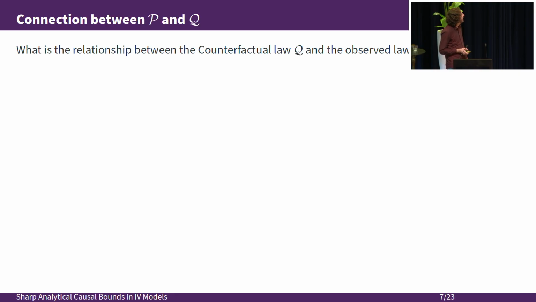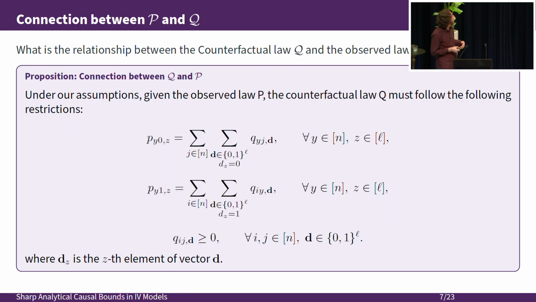So now that we know that our vector Q is hidden to us, but we can only see the observed law with vector P, we need to find the relationship between these two. And this relationship is completely characterized using this proposition. Each equality is necessary. We can derive these equalities using just marginalization over hidden potential outcomes and using our assumptions. And the inequalities are true also because Q should be a distribution.